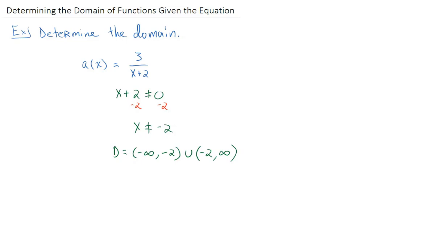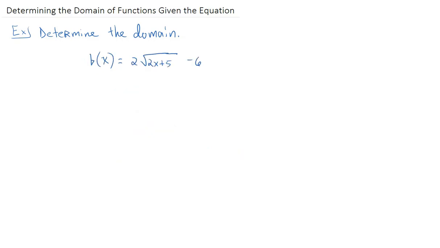Alright, I'll do a couple more examples and then I'm going to let you go to try some on your own. Alright, let's say we have b of x equal to 2 times the square root of 2x plus 5, and then -6. So this is a little bit more complicated of a square root function than we looked at before, but it's still a square root function.